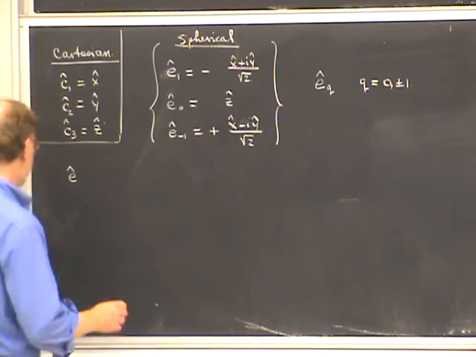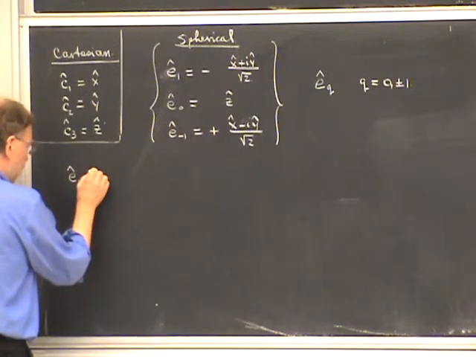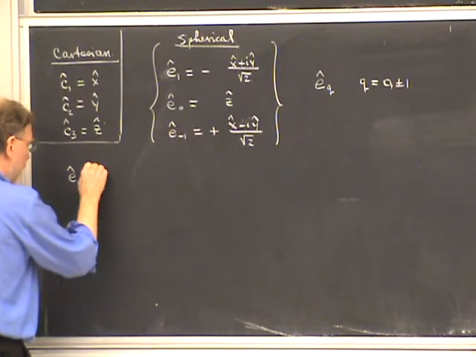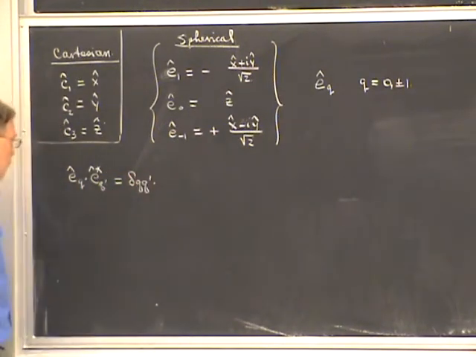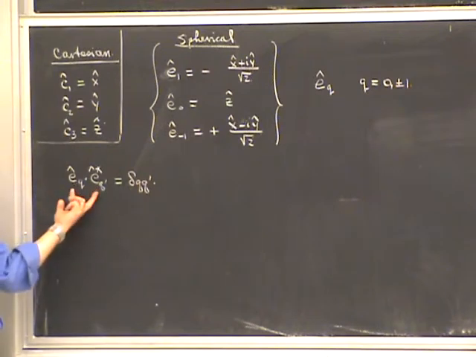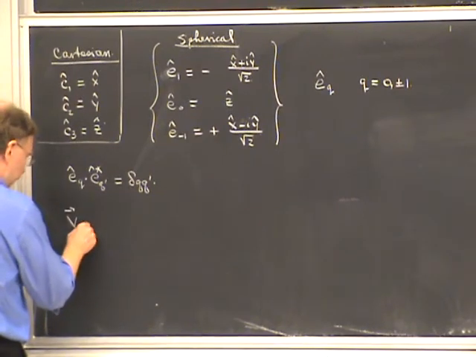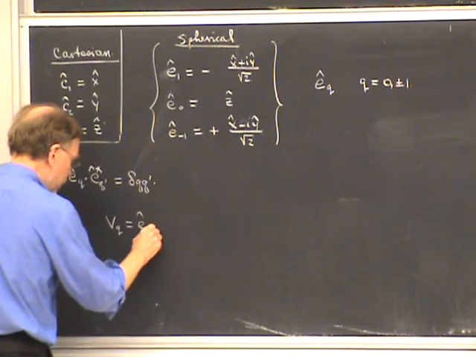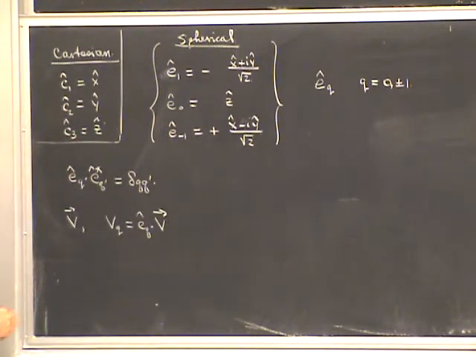All right, so here's some of the properties of this basis. First of all, it's orthonormal in the following sense, that if we take E_q and dot it into E_q' with a complex conjugate, you get a Kronecker delta q q'. That's just the orthonormality of complex vectors. You have to put a star in one of them. Here's another property. Let's suppose V is a vector, and let's define V sub q to be the component of V with respect to the spherical basis vector, so it's E_q dotted into V, like this.